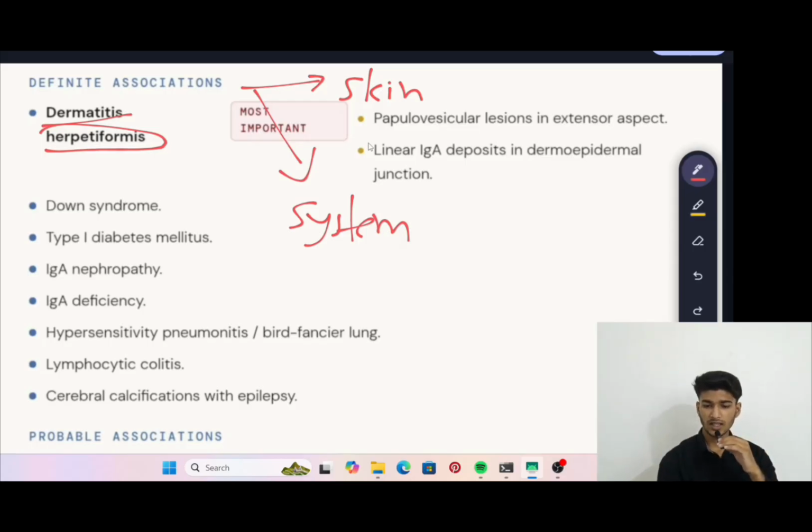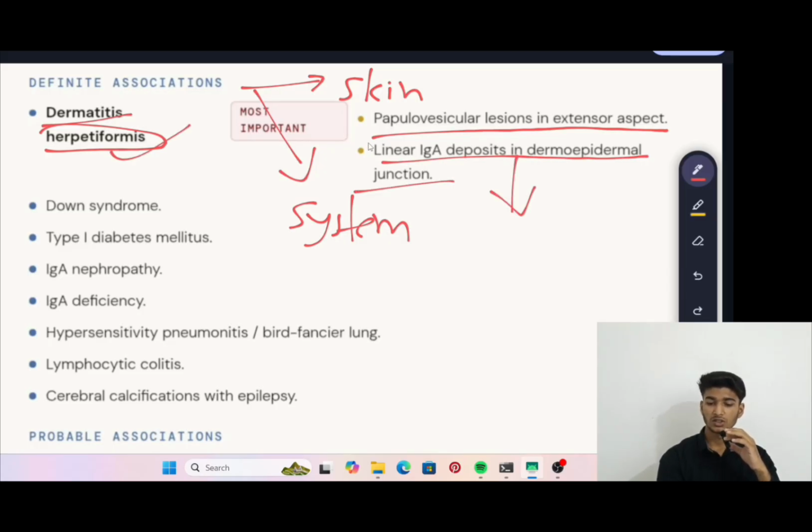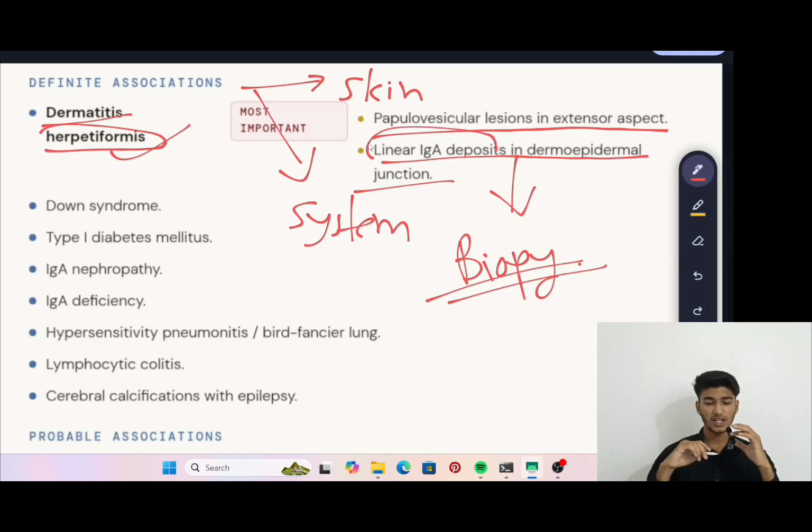So there are skin lesions present, papulovesicular lesions on the extensor aspect. If there are papulovesicular lesions on the extensor aspect, such as elbows and knees, then you can say the patient is suffering with dermatitis herpetiformis. Linear IgA deposition is seen at the dermoepidermal junction. This you will see in biopsy. If there is a biopsy, then you will see this linear deposition of IgA.